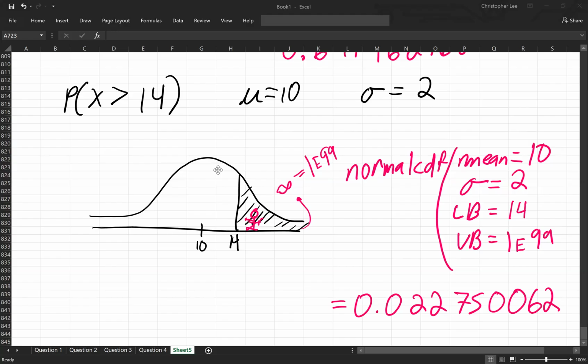Yeah, it could be a negative or a positive upper bound. The point is that when it's less than, the lower bound is negative. It's negative 1E99.